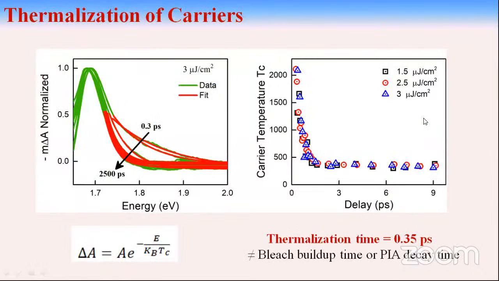To measure the thermalization time, the most used method is fitting the tail end of the delta A spectrum using a Maxwell-Boltzmann equation. So I have fitted this tail end using this equation, and the extracted carrier temperature is plotted against delay. What we have obtained is that the thermalization time is very much smaller than this bleach buildup or PIA decay time. This is very unusual because in other semiconductors these times are similar, but here it is not similar, and this can be attributed to the Polaron formation, because here the carriers are not simply free carriers or excitons, they are instead Polarons, that is, carriers dressed with lattice distortions.